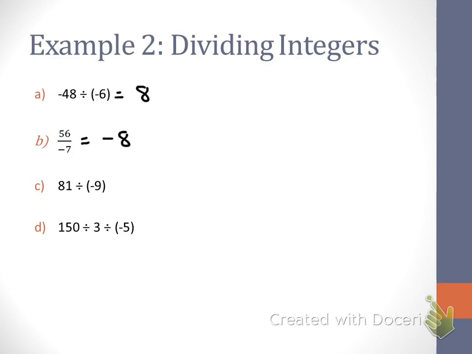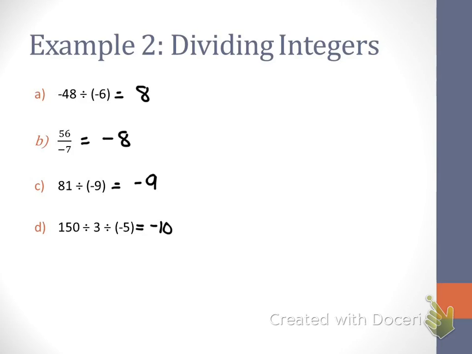All right, go ahead and do C and D on your own. All right, so what's C? Negative 9, because there's 1 negative, so an odd number is a negative answer. What about D? Negative 10. Okay?